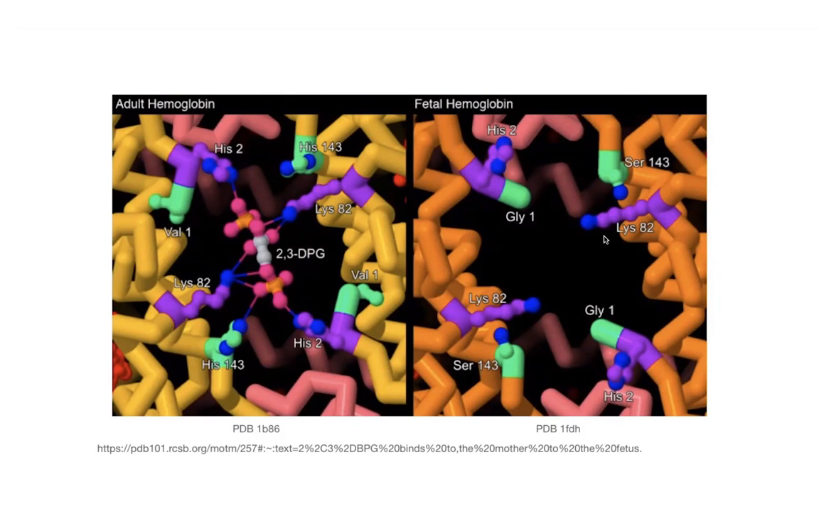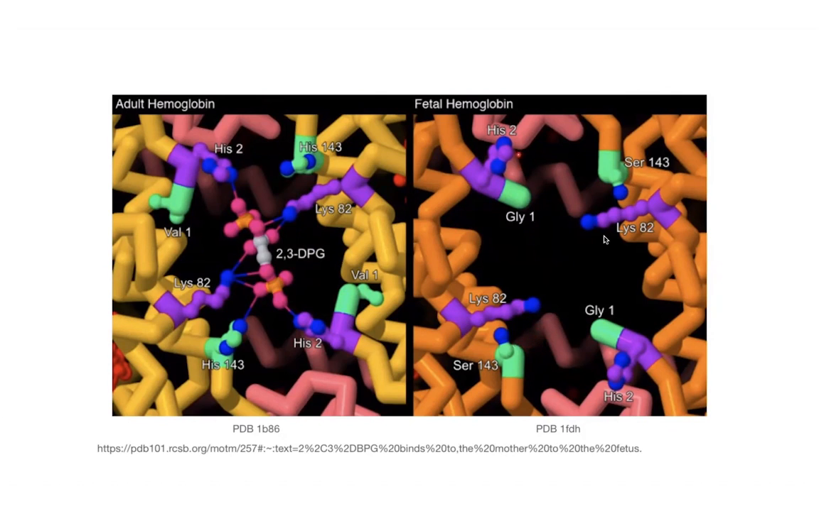What you'll see is that we actually lose the ability to form some of those salt bridges because of amino acid changes. Over here in the adult hemoglobin, we can see that we have this His 143 making a salt bridge with our BPG. If we were to try to see if that could form in fetal hemoglobin, we see that we have a serine where that histidine was. So that salt bridge wouldn't be possible.